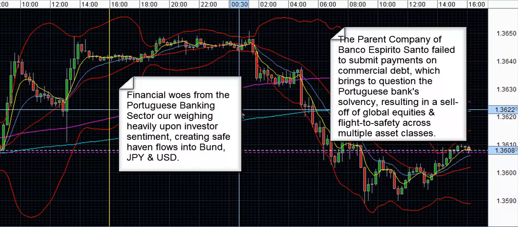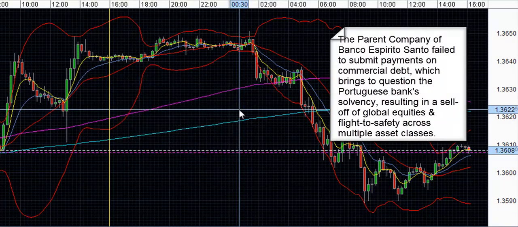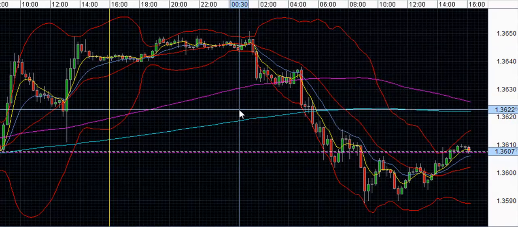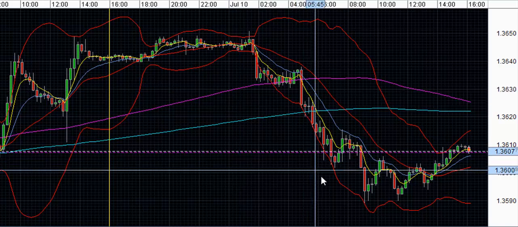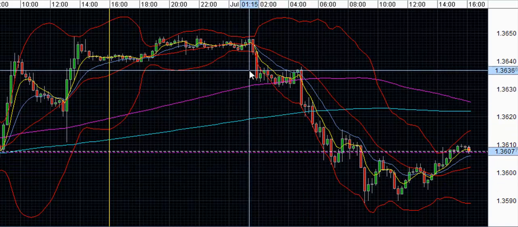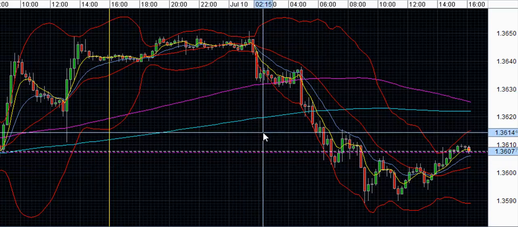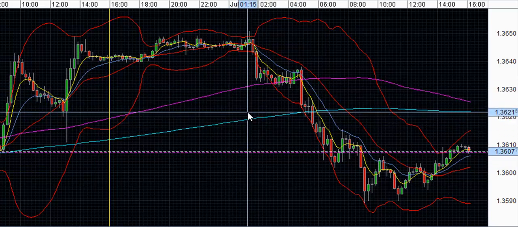So then we saw heavy selling within the Portugal index and also just in global equities in general, since Moody's did downgrade their rating on today. So then we saw some heavy selling. They had to actually stop all of the selling of their stocks and their bonds for this particular company.